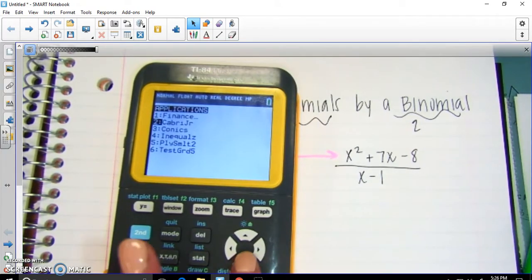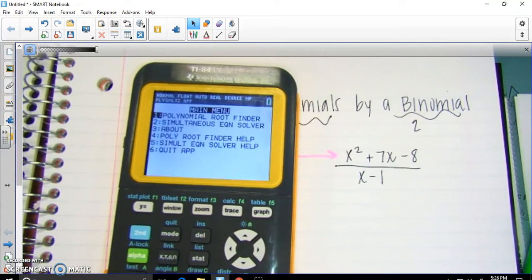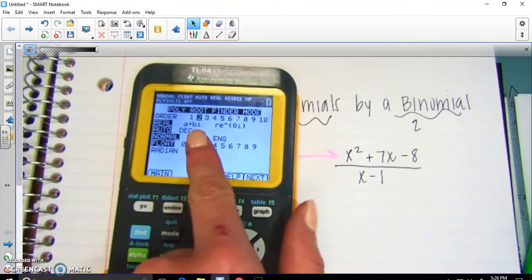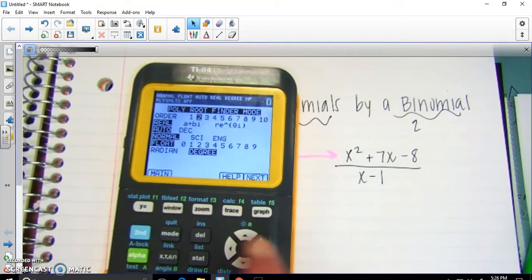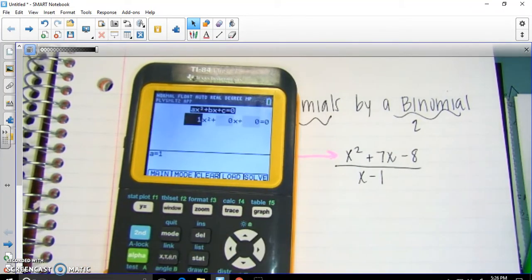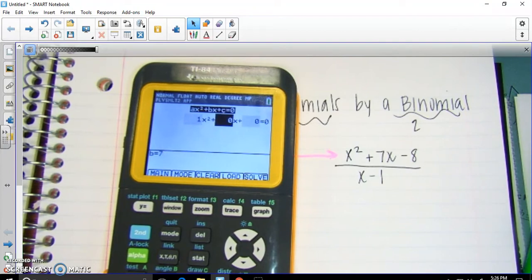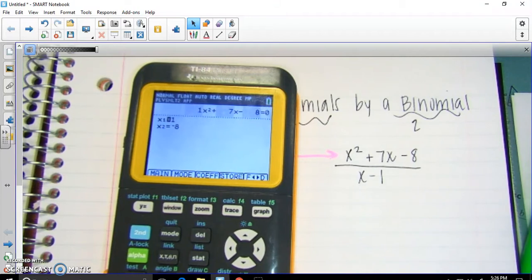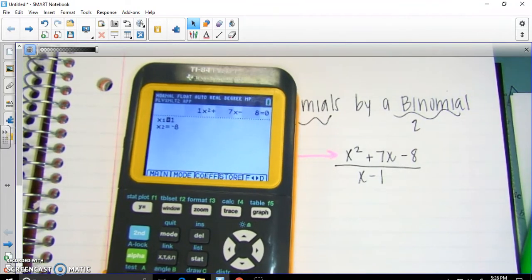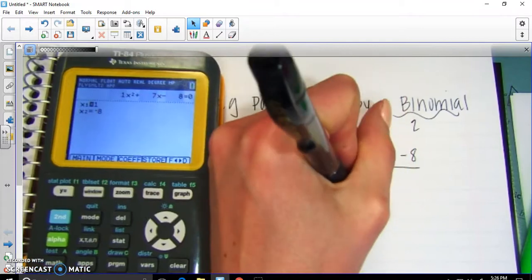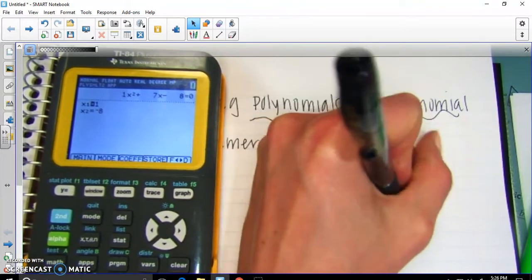I go to Apps, Polynomial Root Finder. It should have an order of 2, Auto or fraction. Everything else looks good. All right, we're going to put coefficients of 1, positive 7, and negative 8. Again, I know your screen looks slightly different because we have different versions of the calculator, but we're going to get the same answers. Okay, so we get that our solutions are 1 and negative 8. That means that our factors are really going to be x minus 1 and x plus 8.